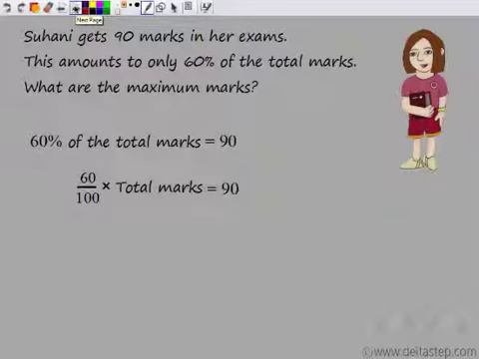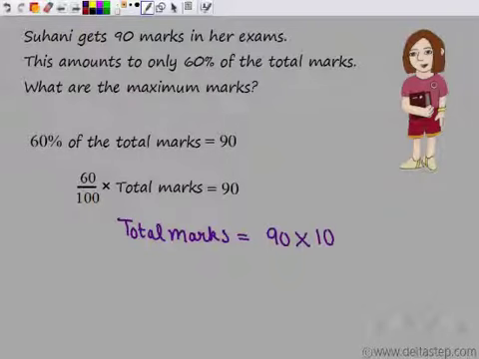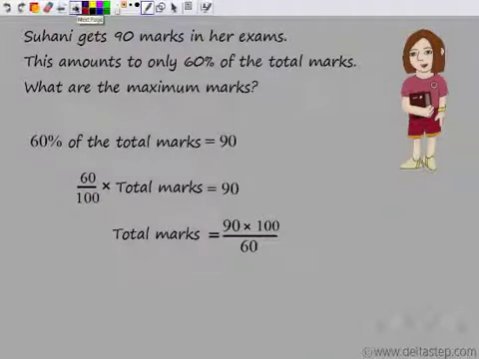I can cross multiply. So 100 goes here. So total marks would be 90. I bring 100 here, times 100. And I have multiplication here, so it will become division here. So I divide by 60. This is what I get, total marks as. Now I can simplify this. 15, 6 and 90. So this gives me 150. The total marks that Suhani scored were 90 out of 150.